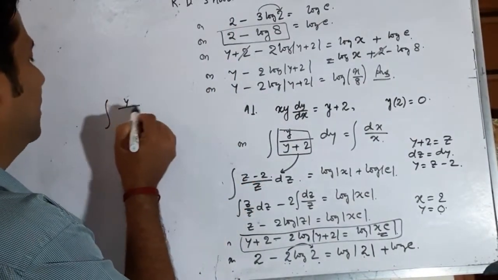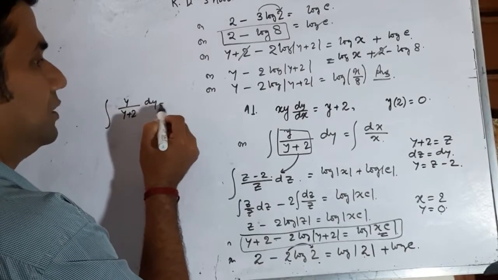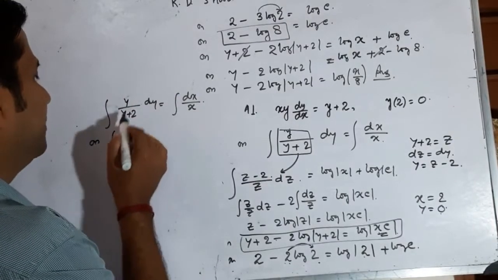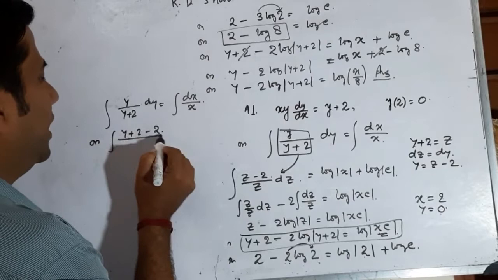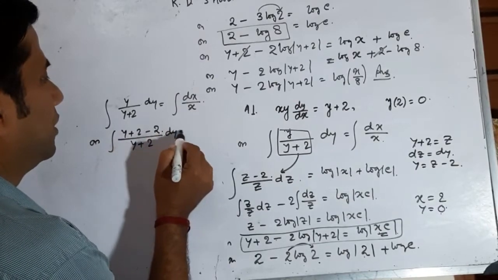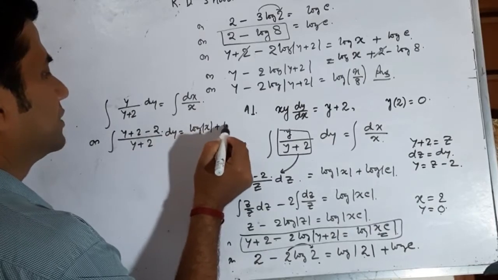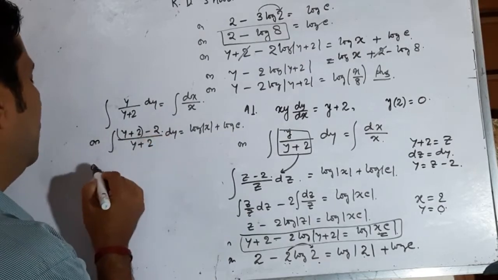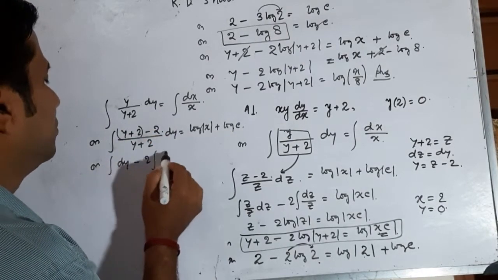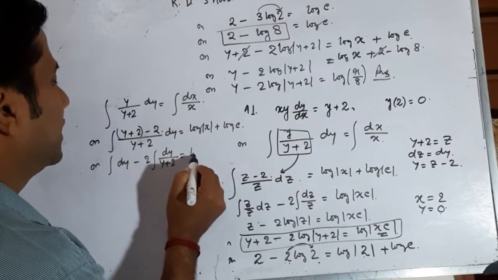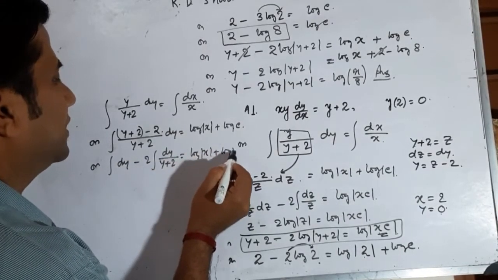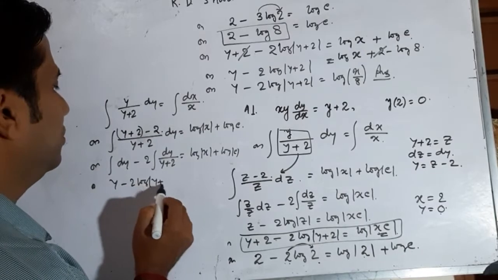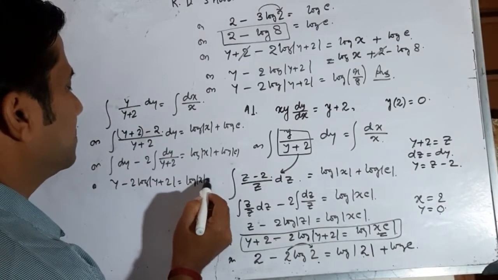Then integration of dy by y plus 2 is equal to integration of dx by x. It can be easily solved. That means, add 2 and subtract 2: y plus 2 minus 2, is equal to log x plus log c. Then dy minus 2 dy by y plus 2 is equal to log x plus log c. You can get the required result in just a single step. That means y minus 2 log of y plus 2 is equal to log x plus log c.